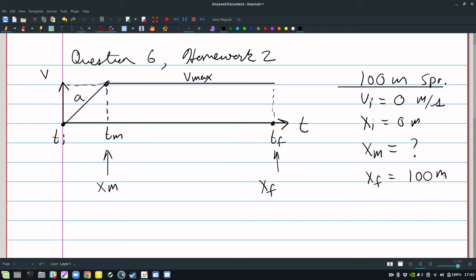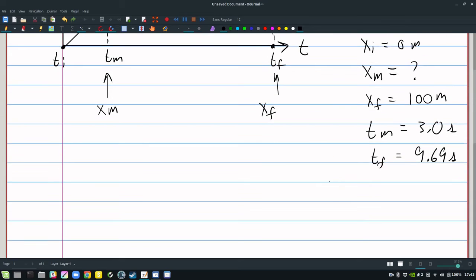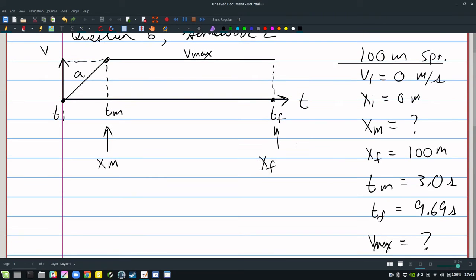So x final is 100 meters. We don't know x middle. I think the problem gives t middle as 3 seconds. We know t final is 9.69 seconds, the official time to complete the race. We don't know v max though. We want to find v max, and to do that, we're going to have to analyze this graph.